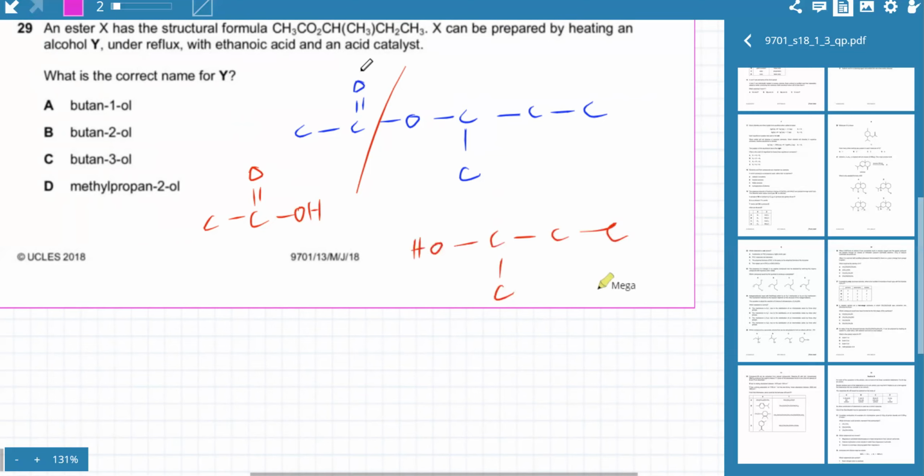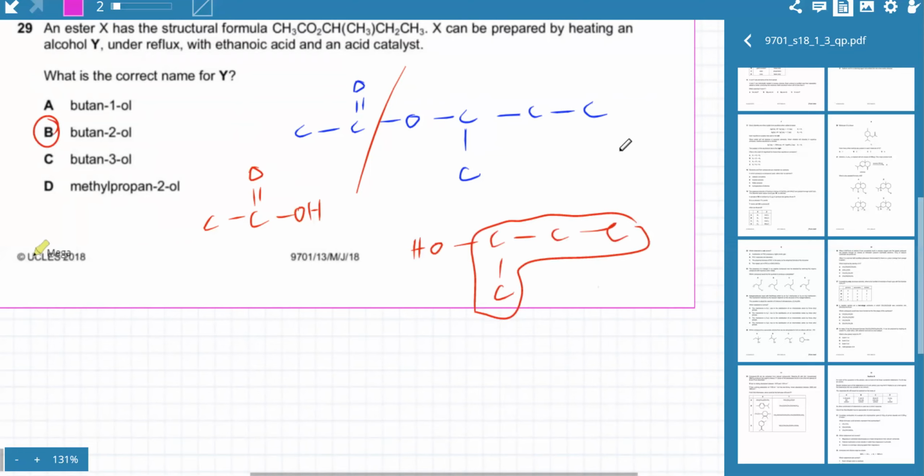the alcohol side. So which alcohol is this? This is 4 carbon atoms and OH on the second one. So it's B. It's butan-2-ol. Okay, is this clear as well?